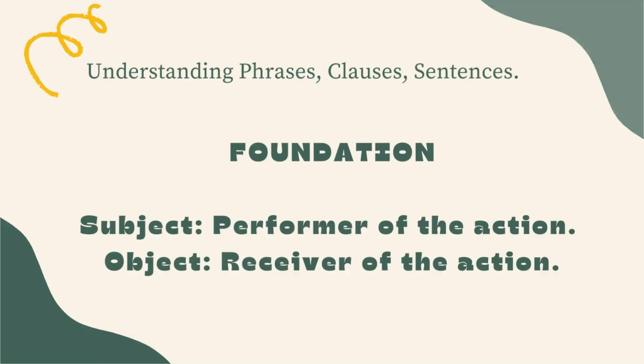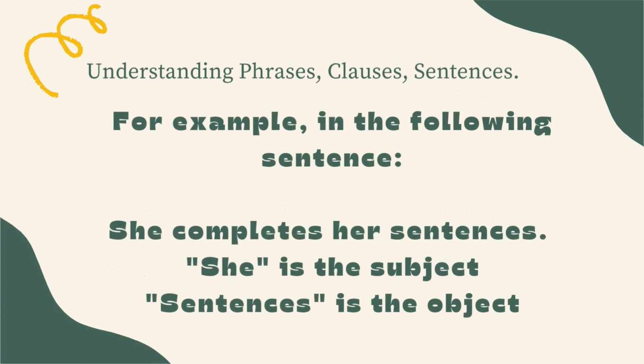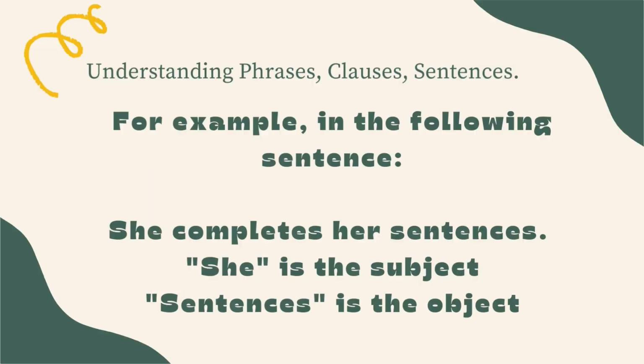So for example, in the sentence "he loves her," he is the performer of the action because he is the one who's loving, right? And her is the object. Her or she is the object because she is the one who's being loved. Let's take another sentence. In the sentence, "she completes her sentences," she is the one who's completing her sentences. Hence, she is the subject because she is the agent, and sentences or her sentences is the object because her sentences are being completed by her.